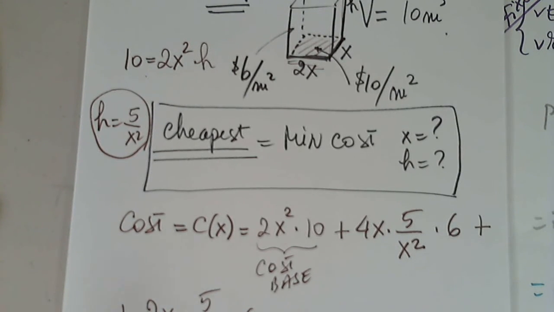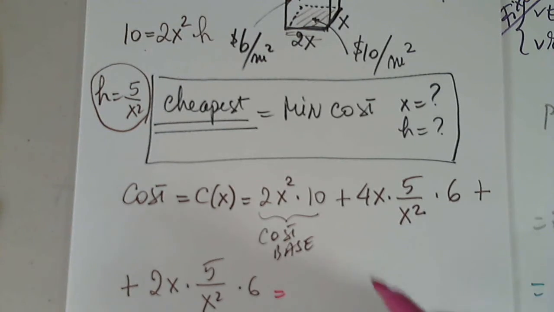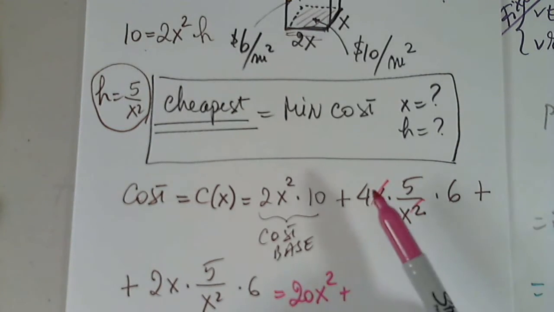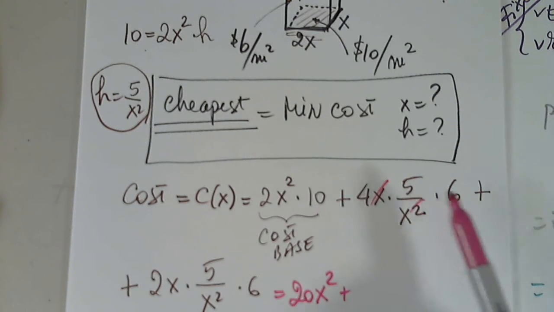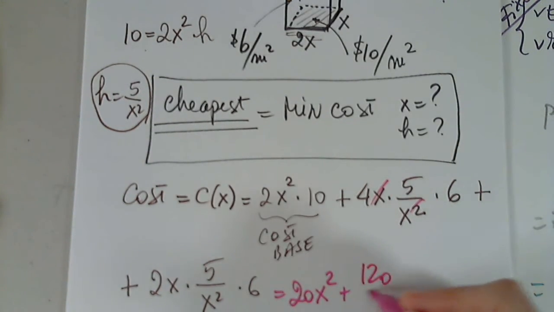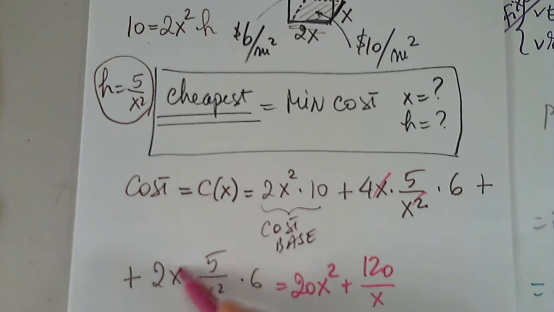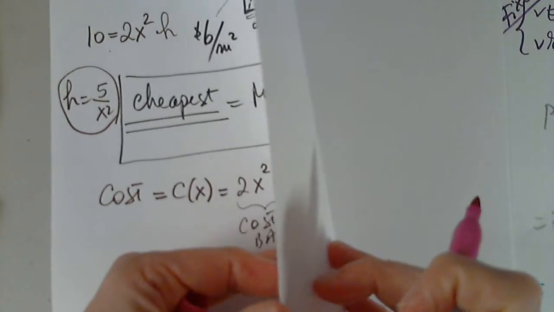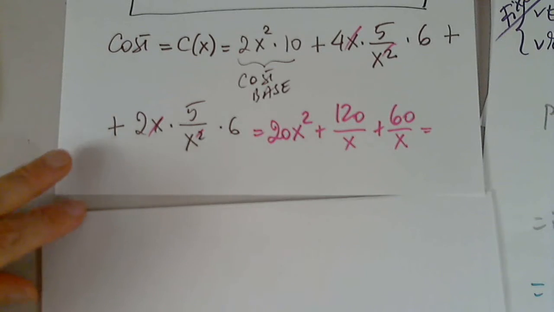Okay, so let's clean it up. So this is 20x squared plus 4 times 5 is 20, 20 times 6 is 120 over x. 2 times 5 is 10, plus 6 times 6 is 60, so plus 60 over x. It cleans up quite nicely. Stop me if you have questions, please.